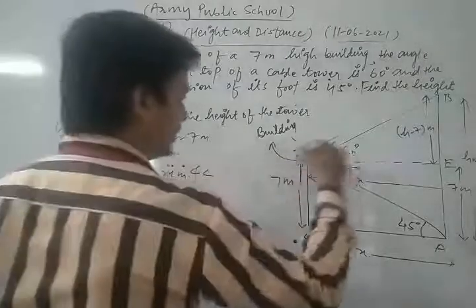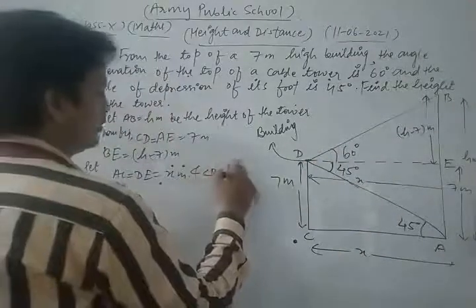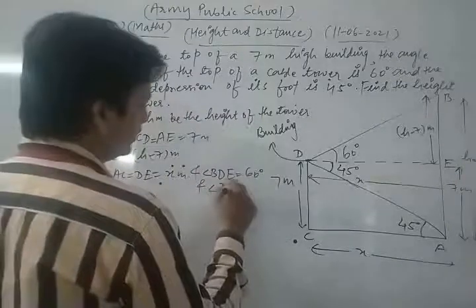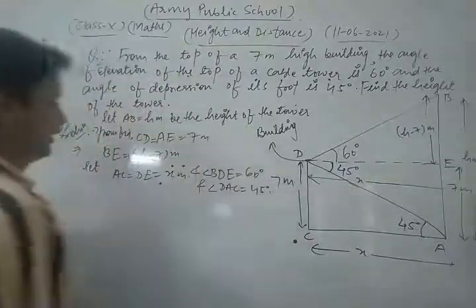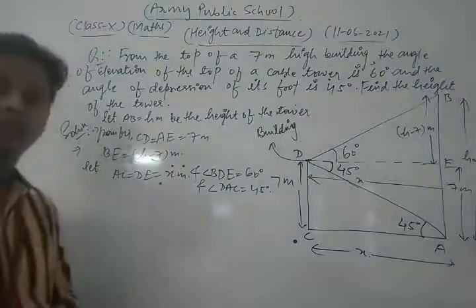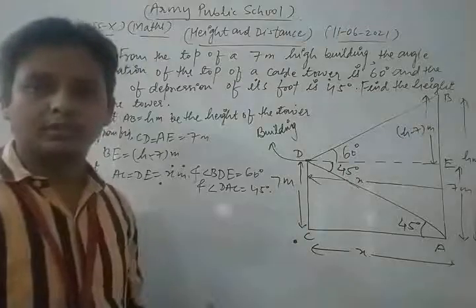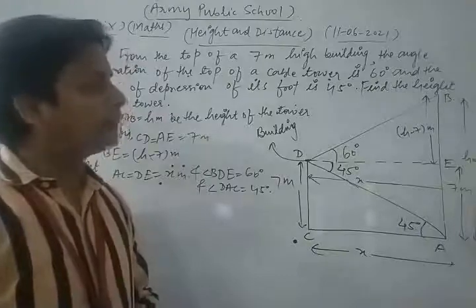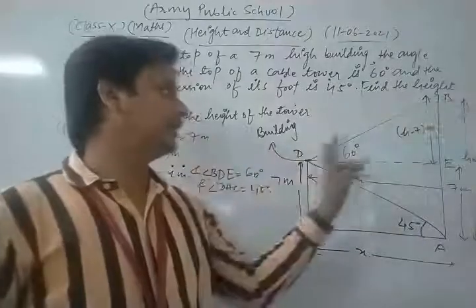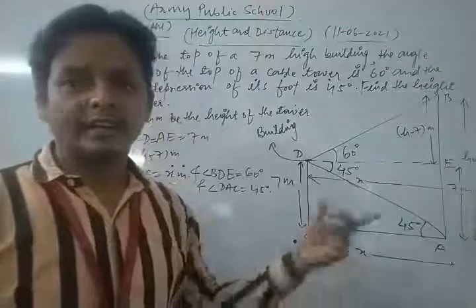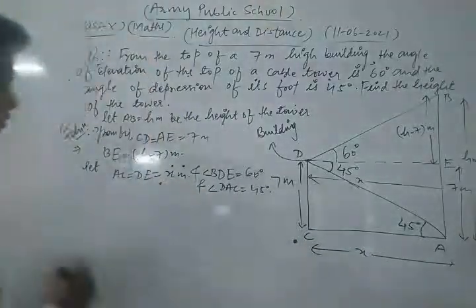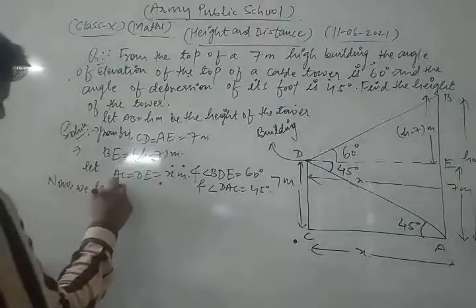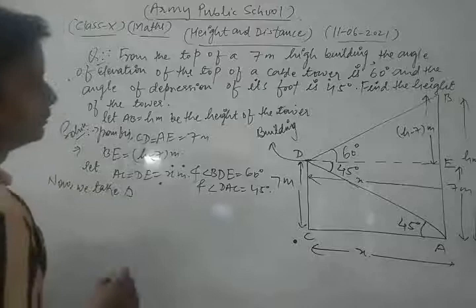and angle BDE is 60 degree, and angle DAC is 45 degree. Okay, this is all the information according to the figure. Now what do we do? We find the height of the tower, which is H. Now first of all, we take the right angle triangle BDE, which is right angled at E. So now we take triangle BDE.